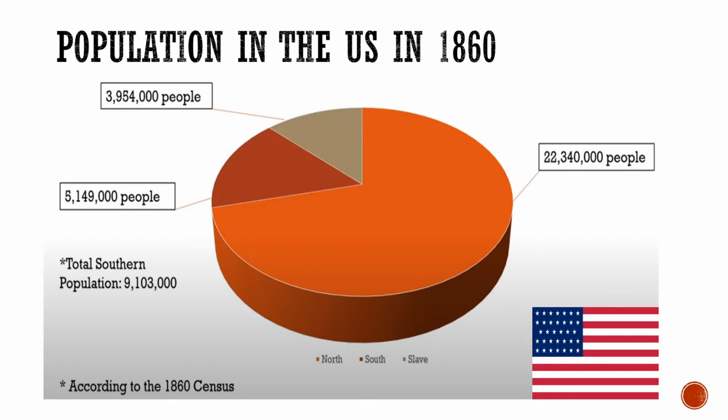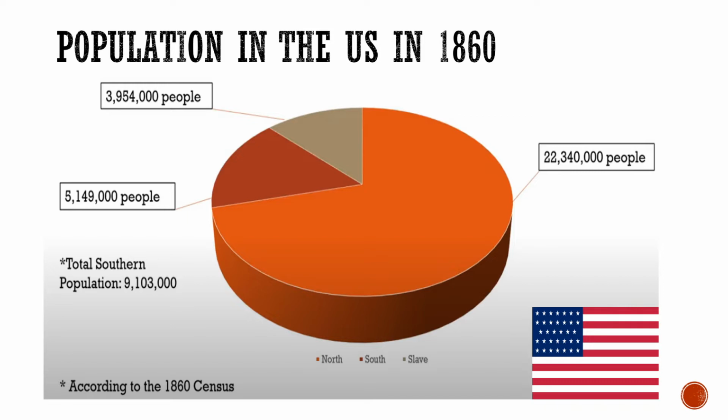So just to showcase this to you guys, I got a nice little chart here for you to showcase the population in the United States in the 1860s. So in the North, we have about 22 million people, right? Over 22 million people. In comparison to the American South, look at that. The total Southern population is only 9 million people. So overall, a huge major gap in terms of population, right?